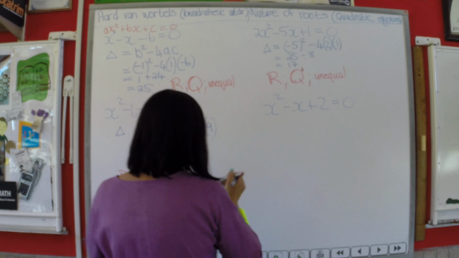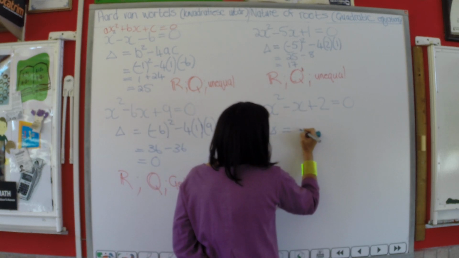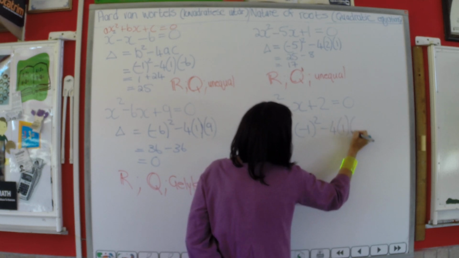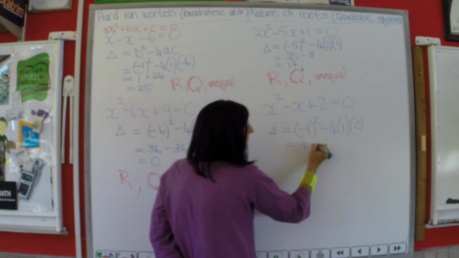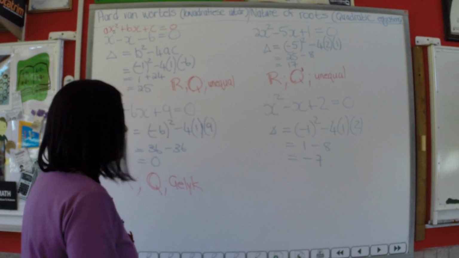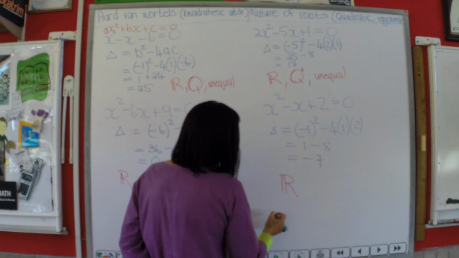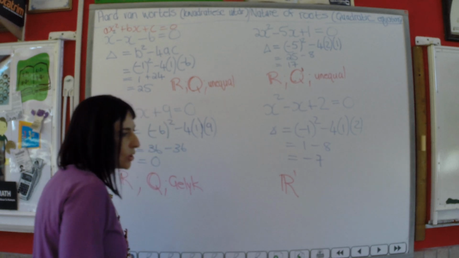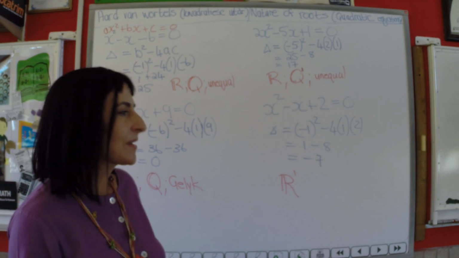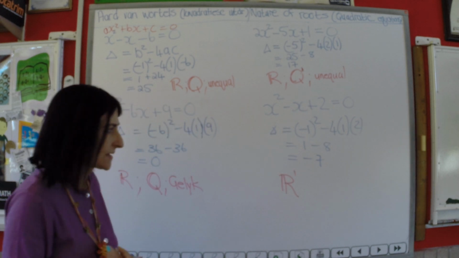Goed, laaste een, delta b squared, b equals minus 1, minus 4ac, and now we've got 1 minus 8, that gives you minus 7. So now, the roots are non-real. So you can't give any other characteristics because if roots are non-real, it means it doesn't exist.